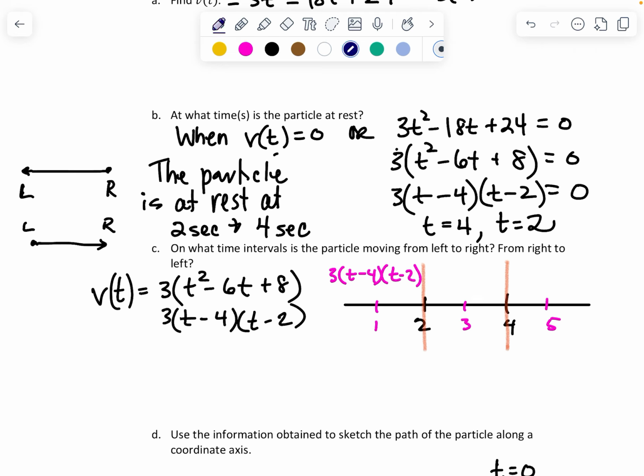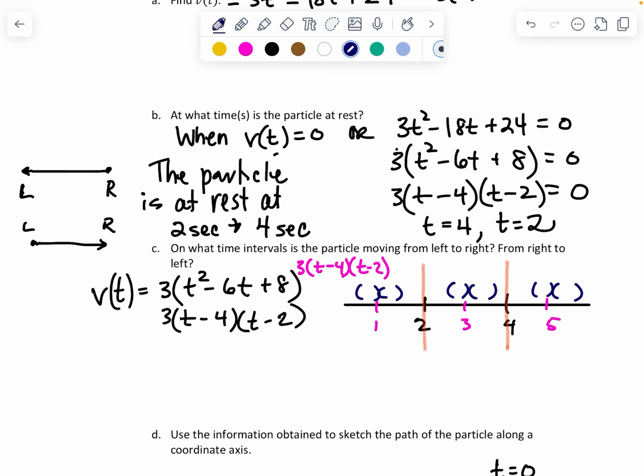And addressing this issue, I'm going to say whether or not the interval is going to be positive or negative for the velocity. So I'm going to use 3, I can leave the 3 out. I have 2 parentheses that I'm going to replace with a sign. I have t minus 4 and t minus 2. 3 is positive. You can put the 3 in there if you want. It's not going to change the sign of your velocity.